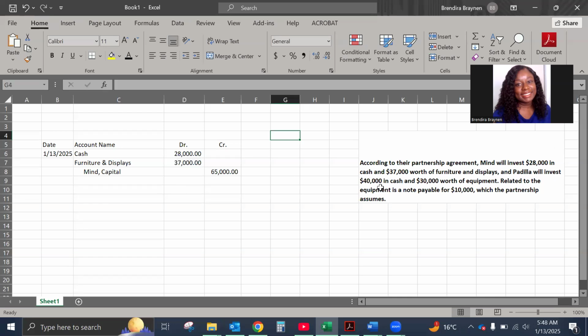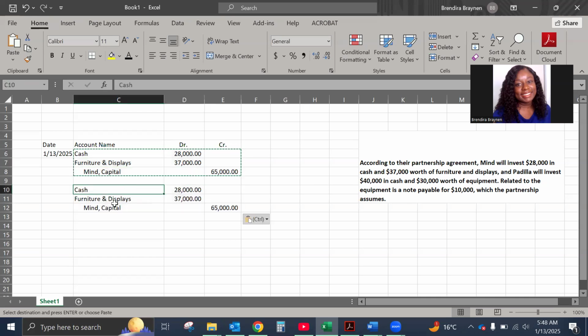Then it says Padilla will invest 40,000 in cash and 30,000 worth of equipment. Technically we can follow the same thing, so I'll copy and paste it down, except that cash invested was $40,000. That doesn't change, because he brought in cash just like Mind. His amount was just different, but the fact remains the same. He brought in cash, so now the partnership has $40,000 more cash. He brought in equipment worth 30,000, so it's not furniture and displays.